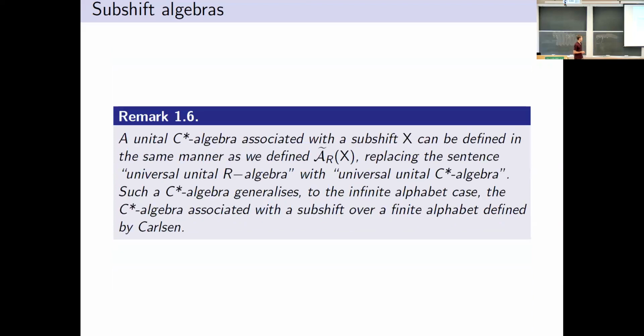Okay, so that was the definition for the algebraic setting. As I said, we also have the C-star algebra. And this C-star algebra can be seen as a generalization of Carlsen's algebra, right? When he defines it for the finite alphabet. So it can be seen as a generalization to the infinite alphabet case of Carlsen's algebra.